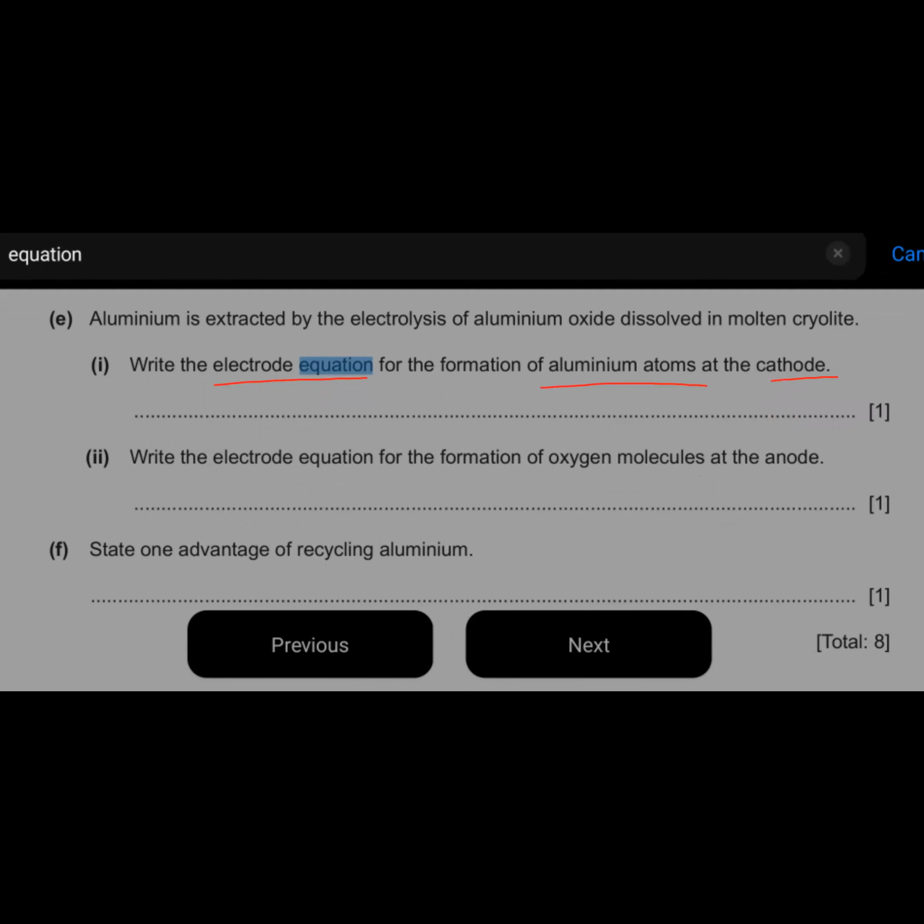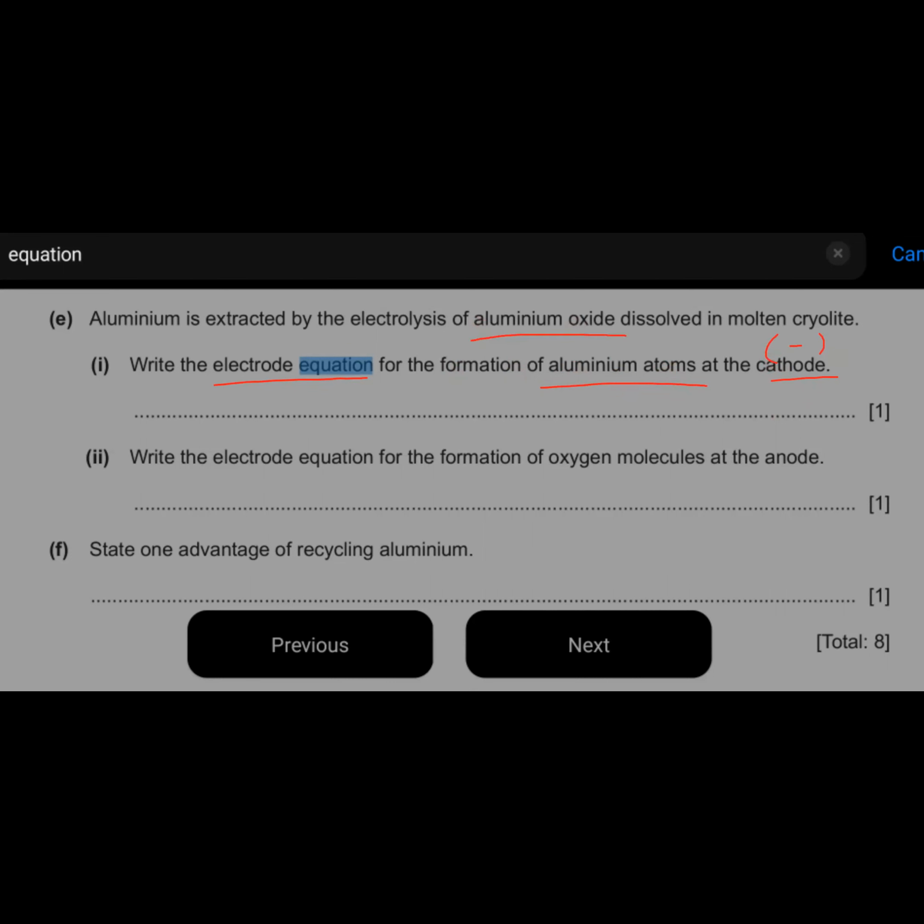Okay, there are several ways of checking this. You can check it from the cathode's point of view. Cathode is a negative terminal. You can use that mnemonic. Cathode is negative, you know that, right? Or even if you go by the statement, there's a formation of aluminium atoms at the cathode. That means we have to make the aluminium atoms at the cathode. In the reaction, aluminium atoms are made at the cathode from aluminium ions, right?